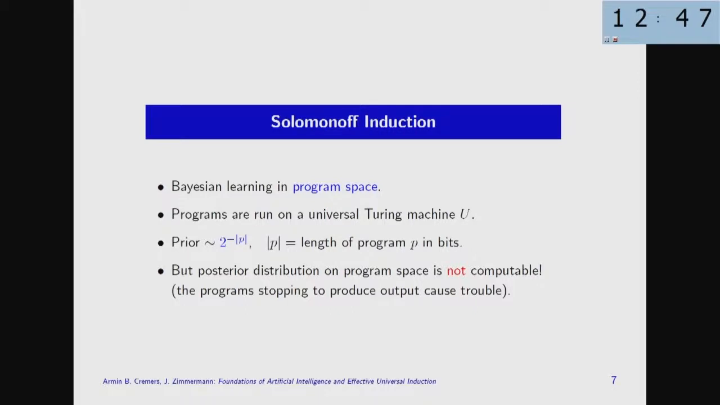But now this model of Solomonoff ends at the point of non-effectiveness. The posterior distribution that you're interested in, namely predicting the probability of the next percept, is not computable. This has been proved by Solomonoff himself, and the programs, as I had just mentioned, stopping to produce output, cause the trouble, the undecidability of the halting problem.